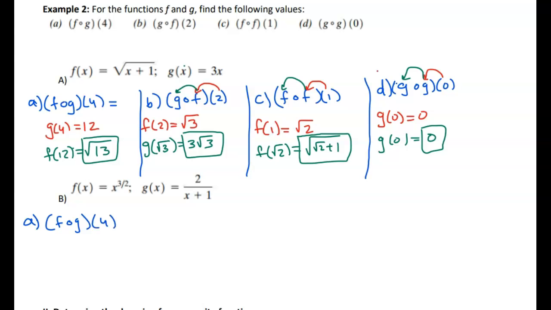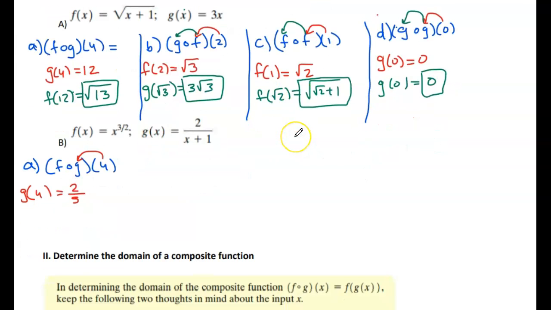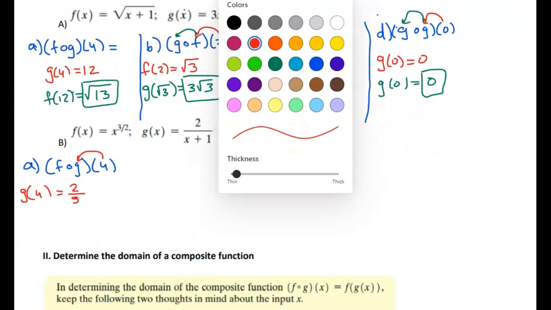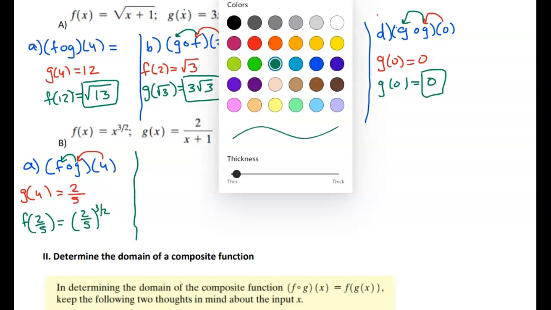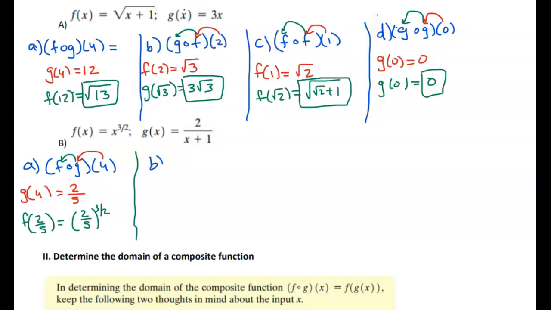So f of g of 4. So plug 4 into g. g of 4 equals 2 over 5. Right, and then we're going to plug 2 over 5 into f. f of 2 over 5 equals 2 over 5 to the 3 halves. Right, and you can leave it like this. I don't think you can simplify. You can rewrite it, but I don't think it's any better.